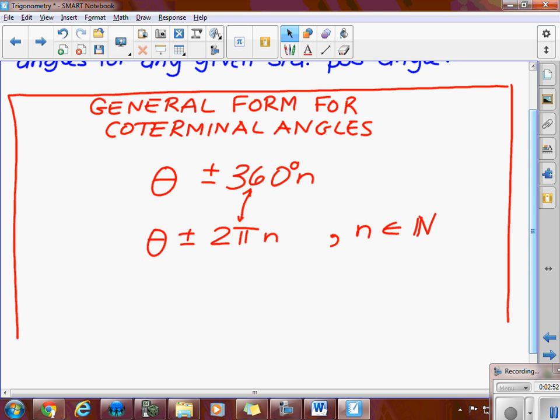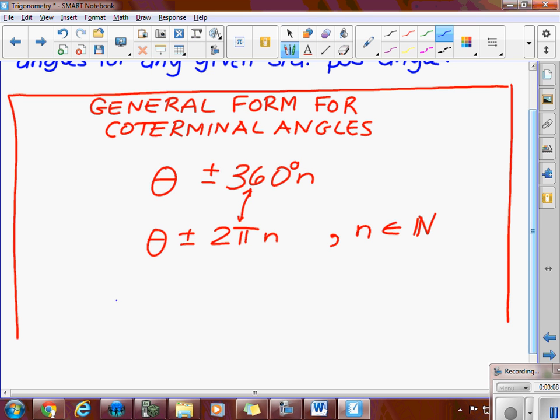So we can do 1 jump, 2 jumps, 3 jumps, 4 jumps. We can't do negative jumps in 360 degrees, and we can't go 1.5 rotations, because as soon as we go half of a rotation, we're no longer at the same terminal arm. So these two things are important for us.